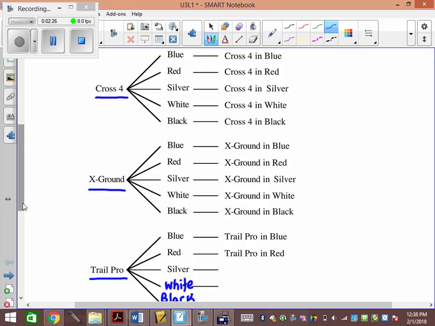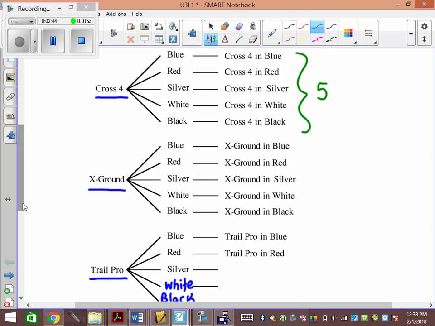Okay? And then all they did at the end was write all the different options. So a Cross 4 in blue, a Cross 4 in red, a Cross 4 in silver, a Cross 4 in white, a Cross 4 in black. How many options of Cross 4s were there? 5.